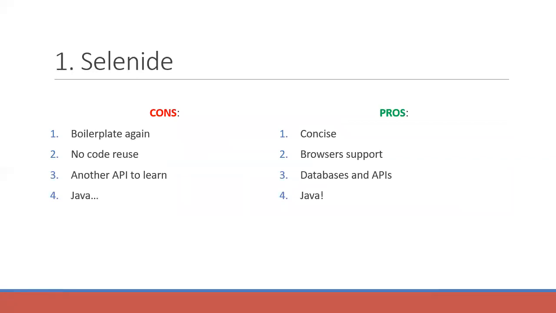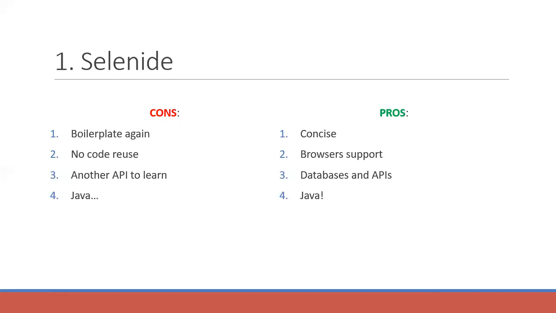So again, boilerplate, no code reuse. Well, this is a whole other API to learn. But on the bright side, it's concise. All the browsers, you can do custom stuff, whatever, databases, APIs. Well, it's Java now. So again, Java here, cons and pros. I don't know if you guys love Java or not. That's another whole meetup.